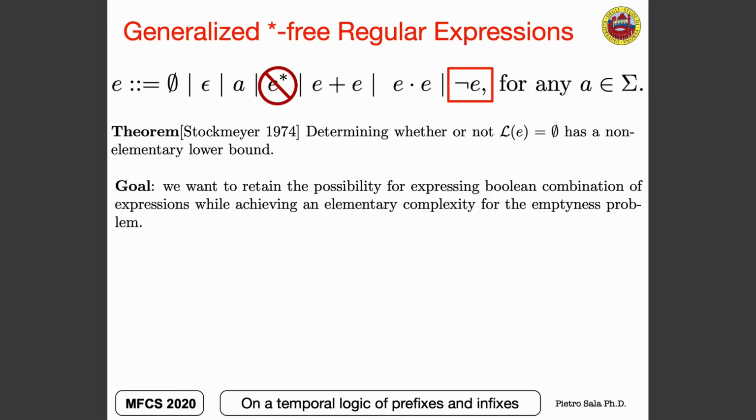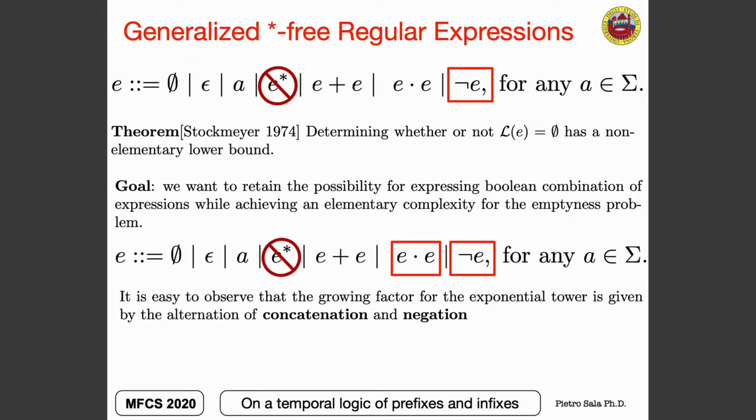So let us focus on the fact that we want to retain the full logical structure of the regular expression. We want the plus, the disjunction, and the negation, but we want to see which fragment of these generalized star-free regular expressions has a better complexity. So we have to focus on introducing restrictions on the concatenation operation. As a matter of fact, if you look at the proof of Stockmeyer, the exponential tower is given by the alternation of concatenation and negation. Once you alternate concatenation and negation, this tower of exponentials builds up.